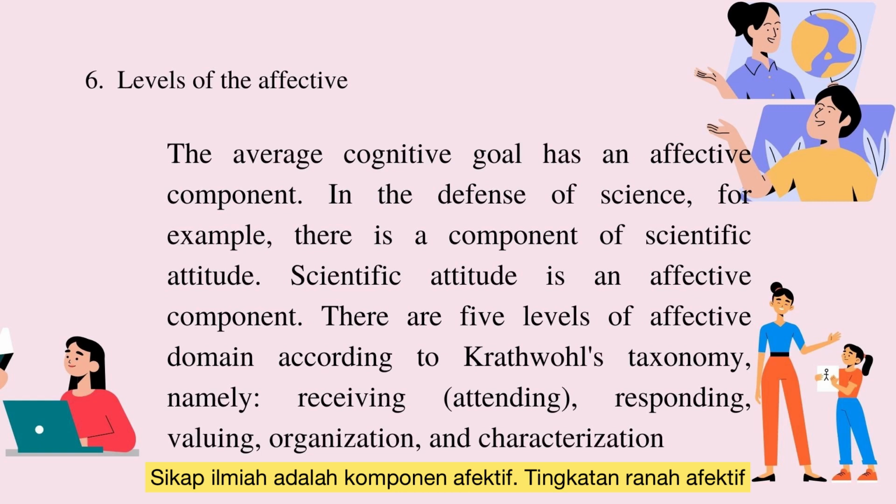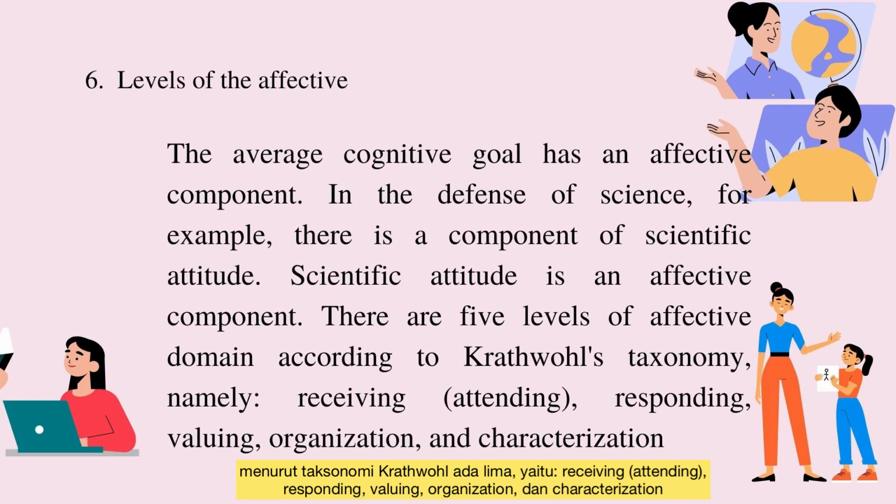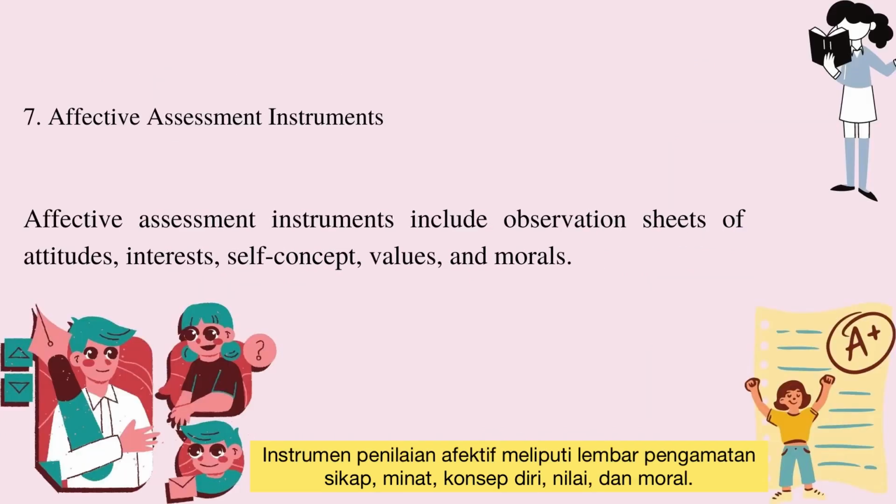There are five levels of affective domain according to the taxonomy, namely receiving, responding, valuing, organization, and characterization. Affective assessment instruments include observation, a set of attitudes, interests, self-concept, values, and morals.